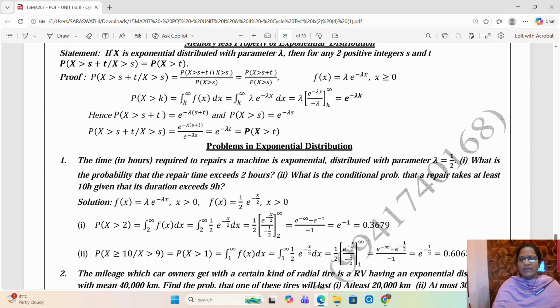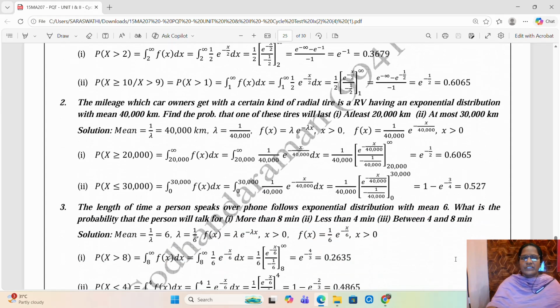Now 1/2 cancels, leaving minus of the upper limit x equals infinity, e^(-infinity), minus the lower limit x equals 1, e^(-1/2). Now e^(-infinity) equals 0, so minus times minus gives plus e^(-1/2). e^(-1/2) is 0.6065. This is the final answer.